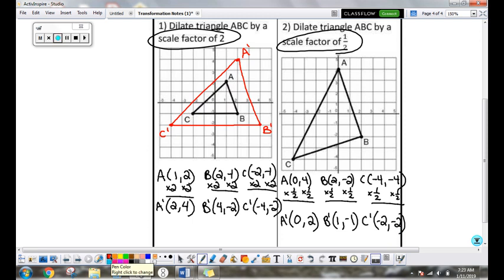Since we are dilating this by a scale factor of 1/2, I will have a smaller image this time. A prime is at 0, 2. Make sure you label your points. B prime is at 1, negative 1. Label your points. C prime is at negative 2, negative 2. Label your points. And connect your dots. So you'll see that these images do look exactly like their originals, if I drew the lines perfectly. They look exactly like their originals, but they're either bigger or smaller. Now remember, if they have the scale factor of 1, it stays exactly the same.